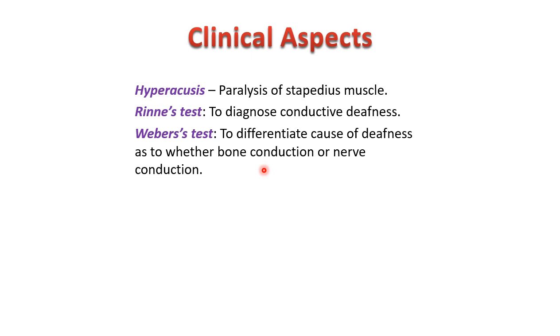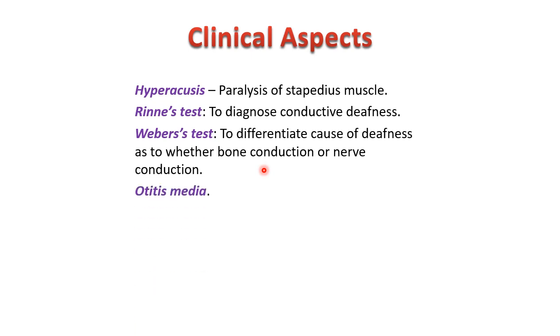It is only due to conductive deafness, because bone conduction is actually transmitting to the affected ear. That means there is only a problem in the conduction of the sound waves through the middle ear. If it is heard better in the normal ear than in the affected ear, then it shows that the bone conduction is also not passing on to the affected ear. That means it is mainly due to a defect in the nerve, that is the cochlear nerve.